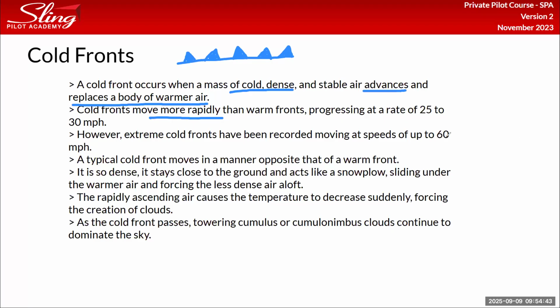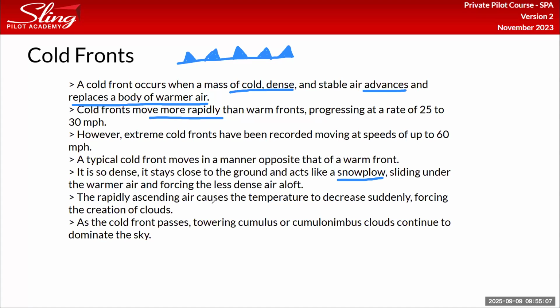They actually have been recorded moving up to 60 miles per hour, which is very fast, but it's the opposite of what we talked about with a warm front. It's so dense, it stays close to the ground. Like I said, a snowplow sliding under the warmer air and moving it up, forcing the less dense air up.